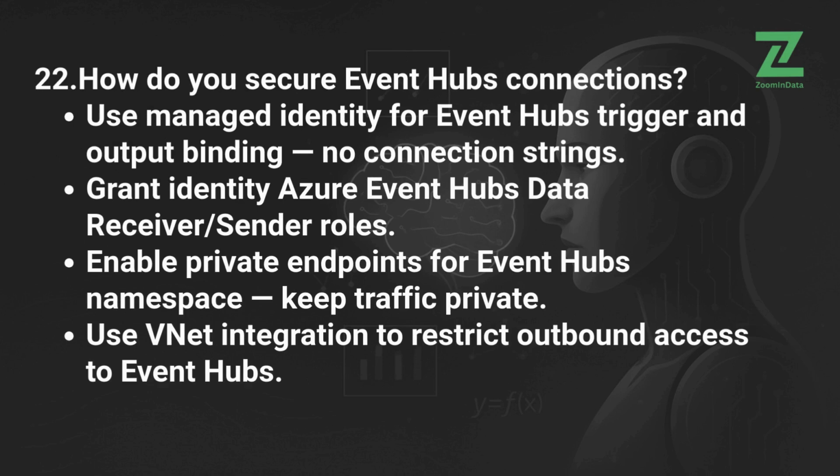How do you secure Event Hub's connections? Use Managed Identity for Event Hub's trigger and output binding, no connection strings. Grant identity Azure Event Hub's data receiver, sender roles. Enable private endpoints for Event Hub's namespace. Keep traffic private. Use VNet integration to restrict outbound access to event hubs.